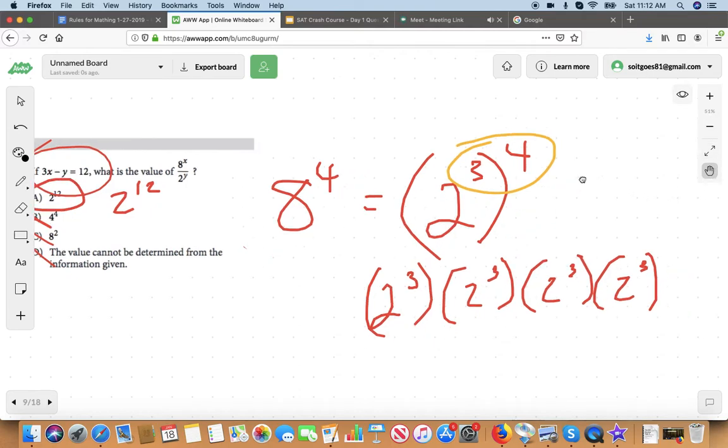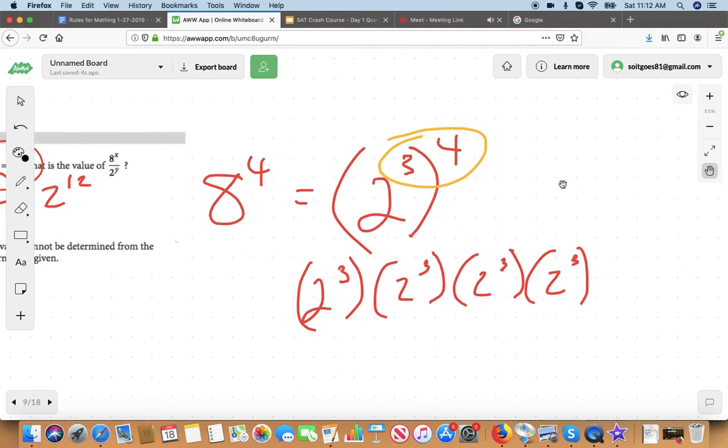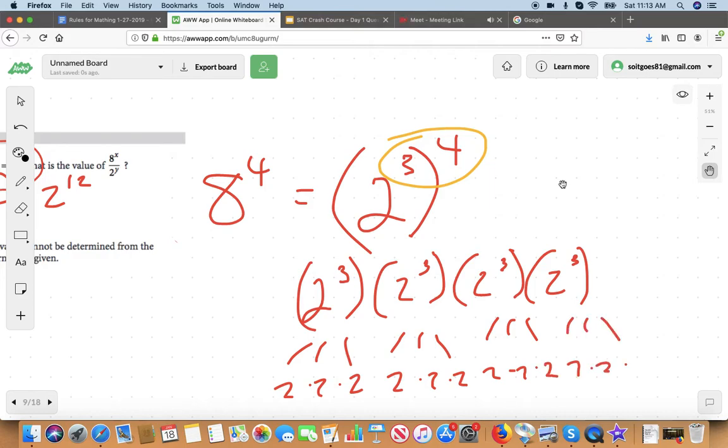And what does it mean to raise something to the power of 3? Times itself 3 times. So that means 2 times 2 times 2, times 2 times 2 times 2, times 2 times 2 times 2, times 2 times 2 times 2. There's some ugly 2's right there. How many 2's do I have? 12 2's. So it's 2 to the power of 12. Does that make sense?